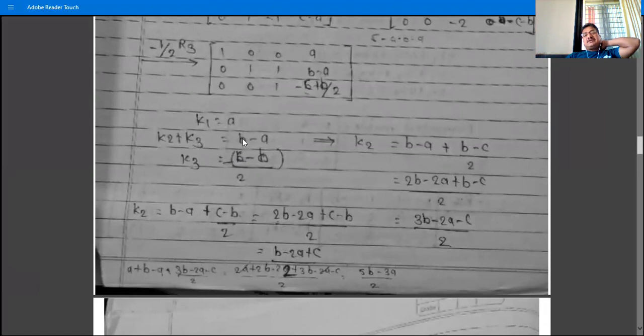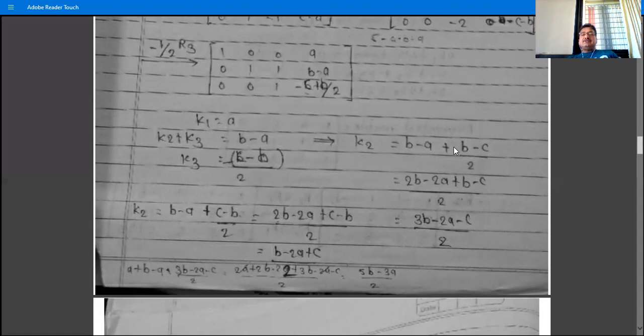So rewrite the equation. So we have K1 into 1 is K1 plus 0 into K2 is 0, plus 0 into K3, is equal to A. Then the next equation: K2 plus K3 is equal to B minus A. And the last equation: K3 is equal to minus, in bracket, C minus B by 2.